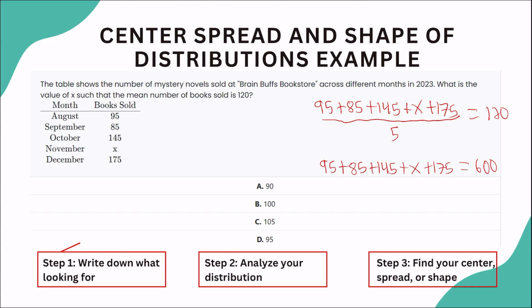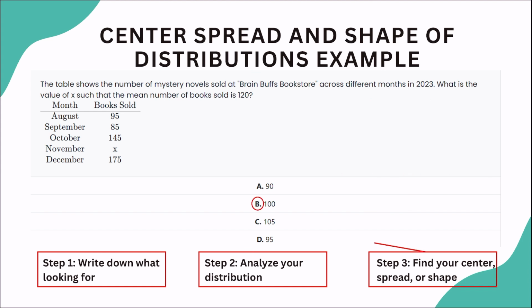Perfect. And now I just need to subtract all of these numbers from the left side to isolate X, and I get X equals 100. So B is going to be our correct answer. And as we can see, B is right.